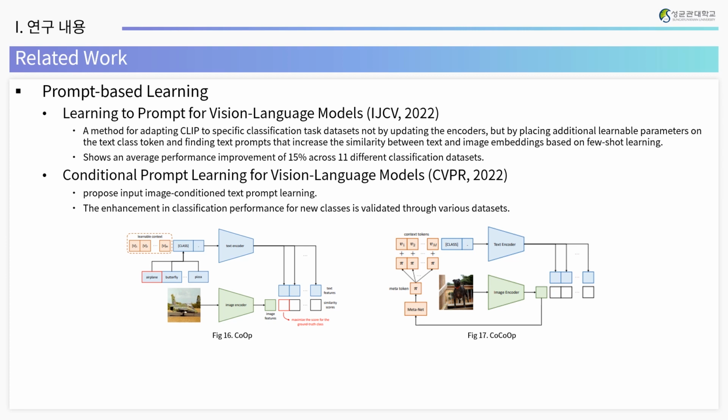Second paper is Conditional Prompt Learning for Vision-Language Models. To address the overfitting issue on scene classes of the previous paper, input image conditioned text prompt learning is proposed. The enhancement in classification performance for new classes is validated through various datasets.